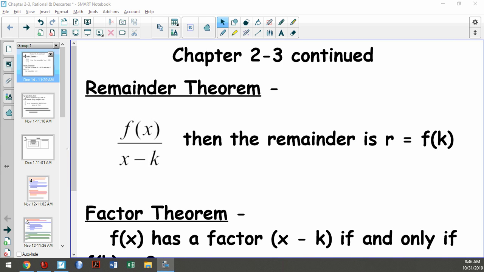Okay, we are going to continue on with chapter 2-3. There's a lot in chapter 2-3. Today we're going to focus on Descartes' rule of signs as well as the rational root theorem.